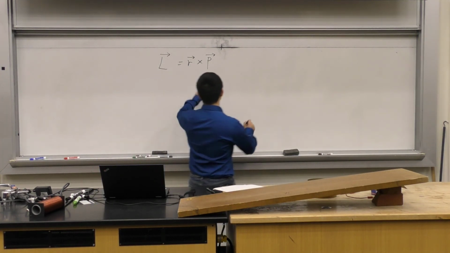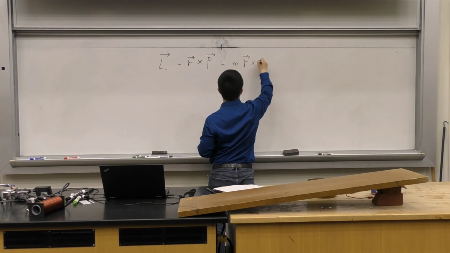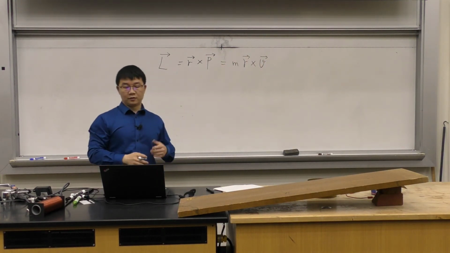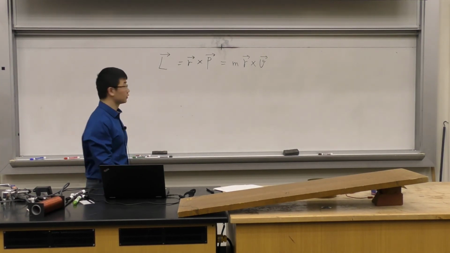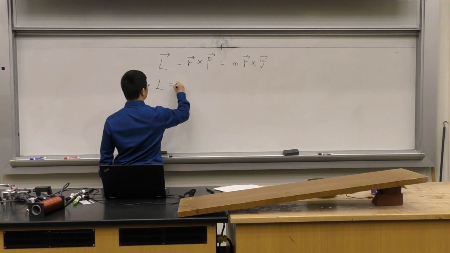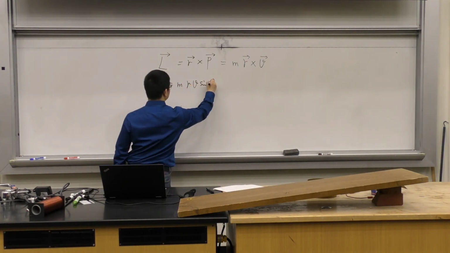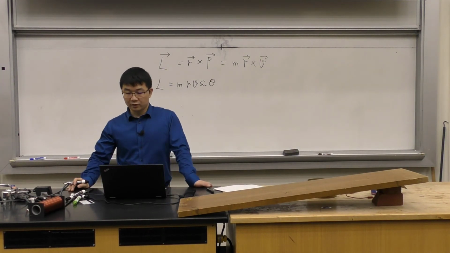And then because p equals m times v, this is also equal to this. I'm just using the definition of linear momentum. So then, if you want to use this equation to find angular momentum, you would do it in 2 steps. The magnitude is going to be this, right? And the direction is going to be given by the right-hand rule.